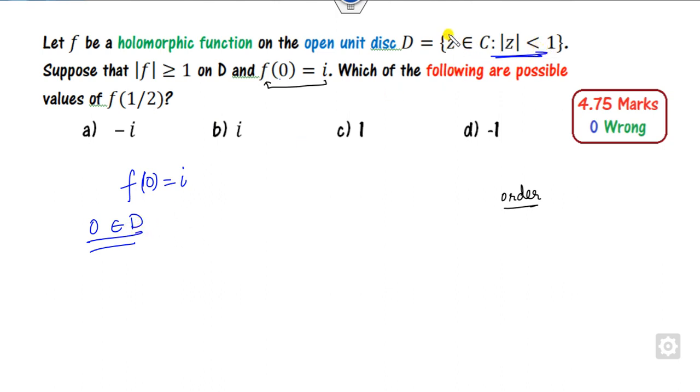What is the meaning of that? It means this function is a part of this domain. So if this is a part of this, what is the value of f of half? That's a constant. So that is our right answer here.